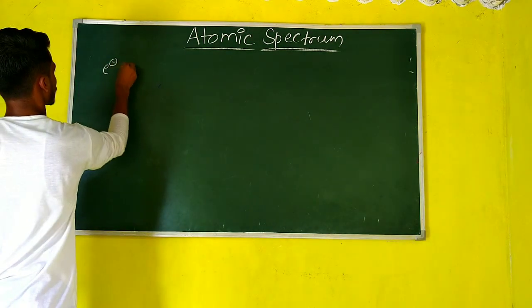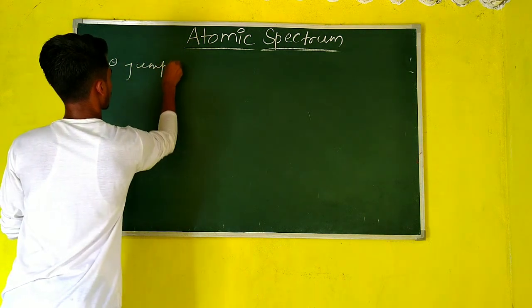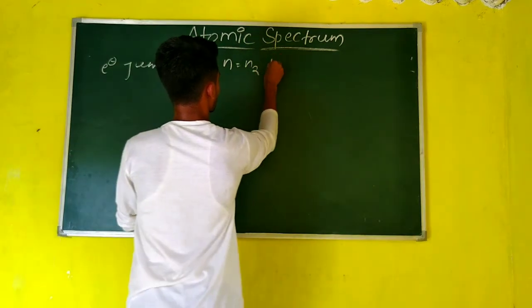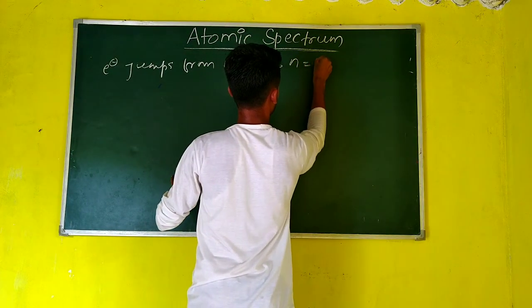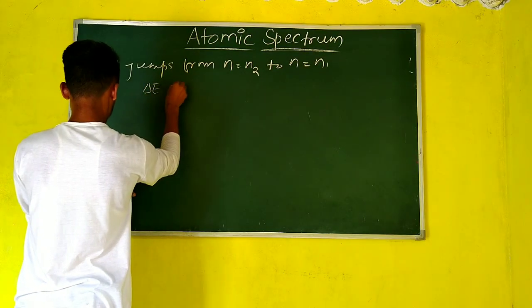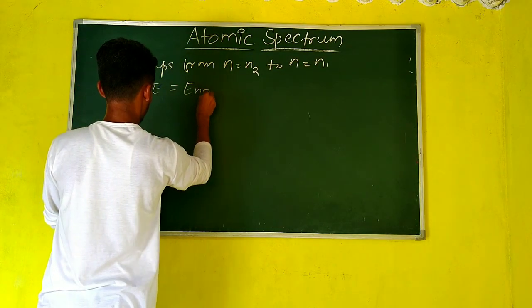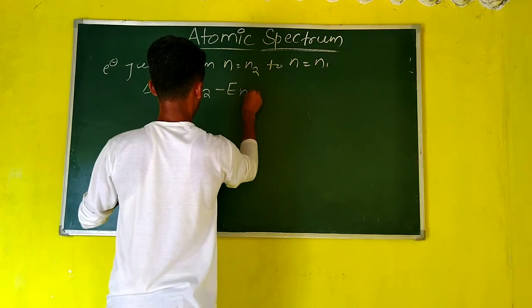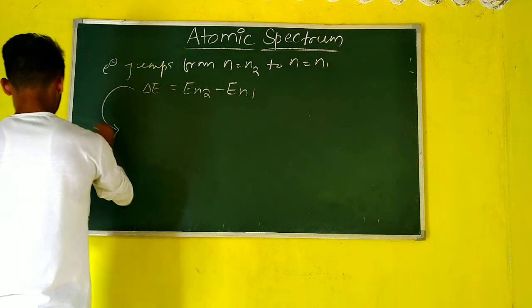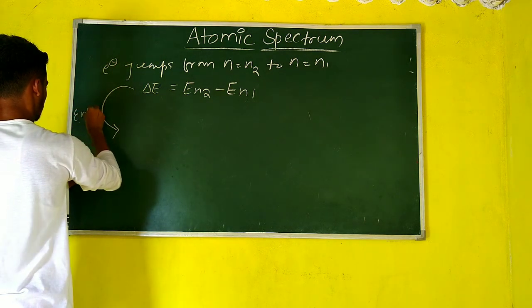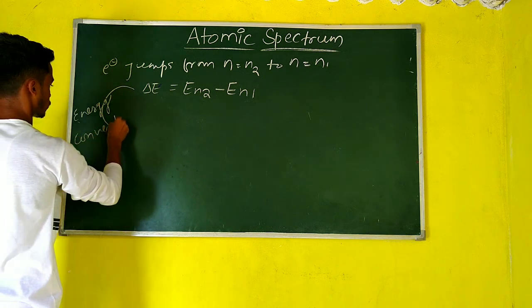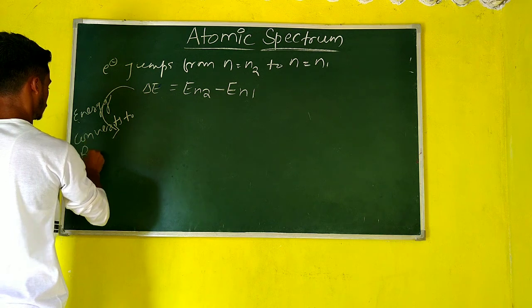Students, the electron jumps from n equal to n2 to n equal to n1. So students, delta E equal to E n2 minus E n1. When energy is converted to radiation, energy converts to radiation.